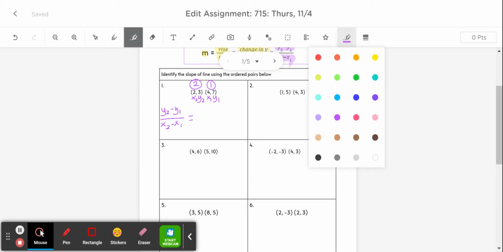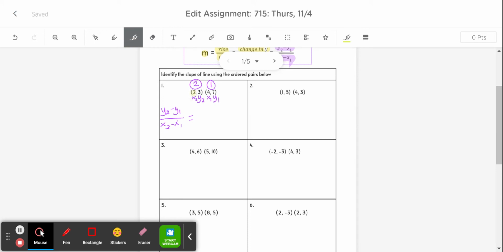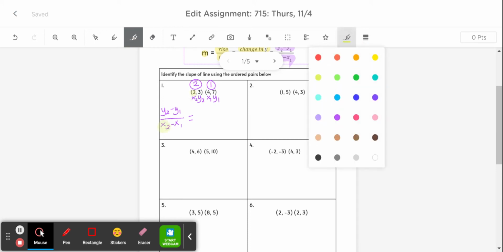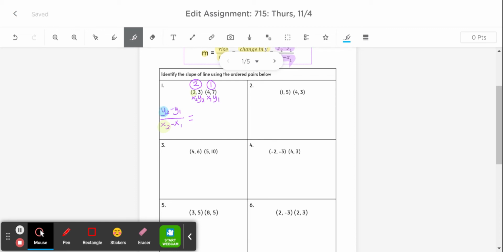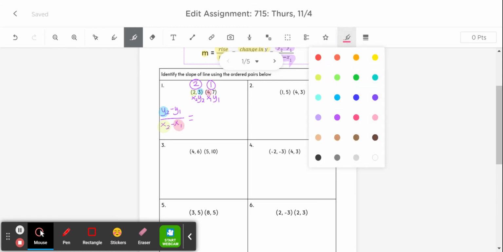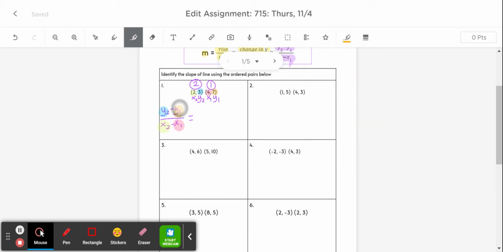So if I do a little bit of highlighting to hopefully make sure you understand, this is x2, so that number is going to go here. This number is y2, so that number is going to go there. This is x1, so that's going here. And this is y1, so that's going here. So let me fill in those numbers. Y2 is 3 minus y1 is 7 over x2 is 2 and x1 is 4. So when I subtract this, 3 minus 7 is negative 4 over 2 minus 4 is negative 2.